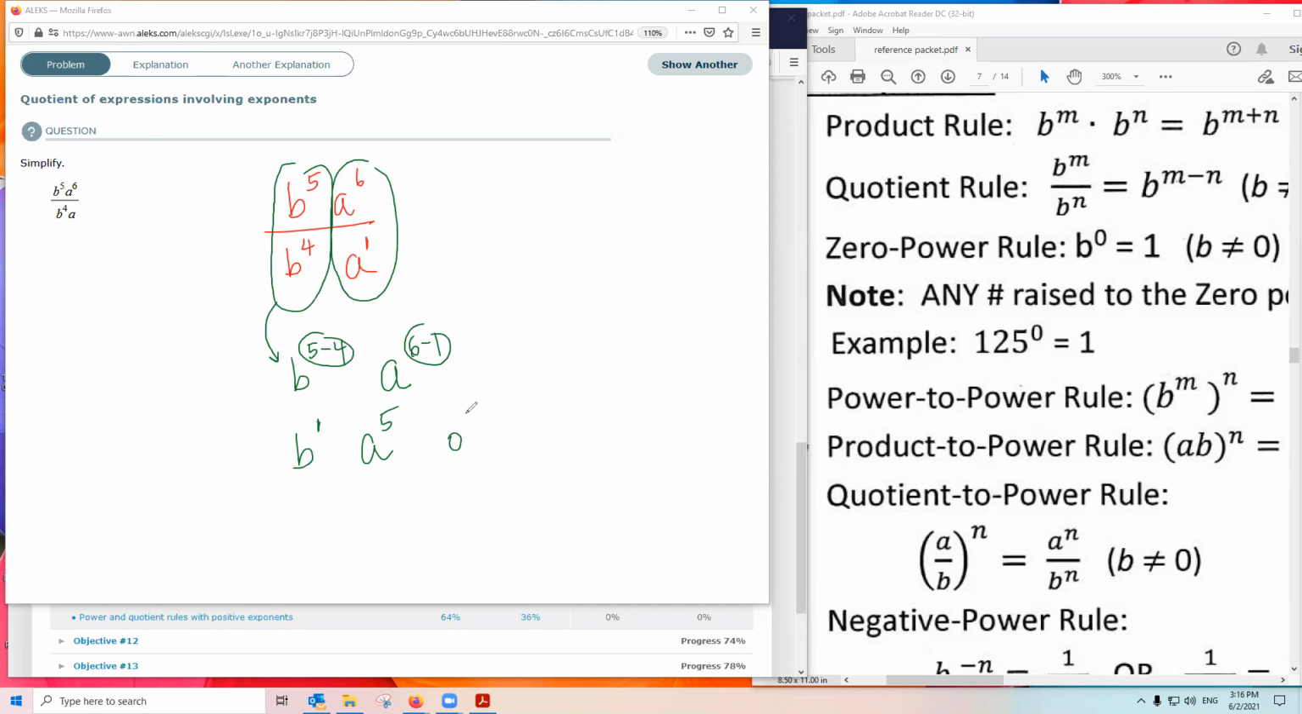This answer is okay. Usually, though, when you have an exponent 1, we don't write it. So really, we could write this as just B times A to the 5. You could leave the exponent 1 there if you want to, but usually we leave it out.